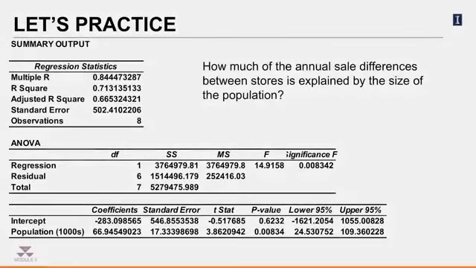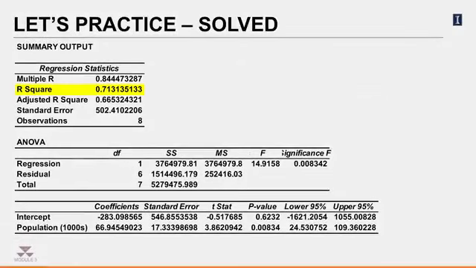R squared here is 0.7131. So about 71% of annual sales can be explained by the population living near that store's location. So this is a very good model. However, there are other sources of variations, and collectively, they explain about 29% of the variations.